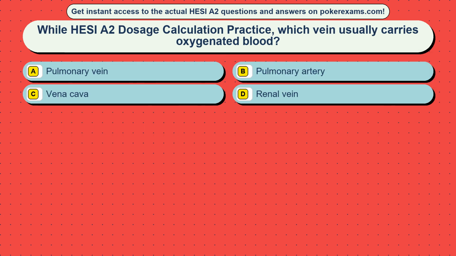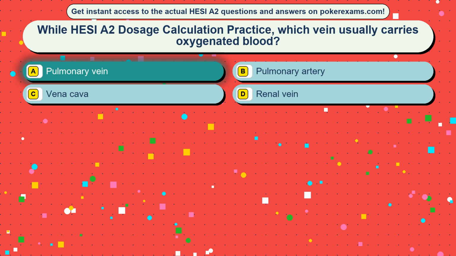Question 17. While HESI A2 dosage calculation practice, which vein usually carries oxygenated blood? Option A, pulmonary vein. Option B, pulmonary artery. Option C, vena cava. Option D, renal vein. The correct answer is option A, pulmonary vein.